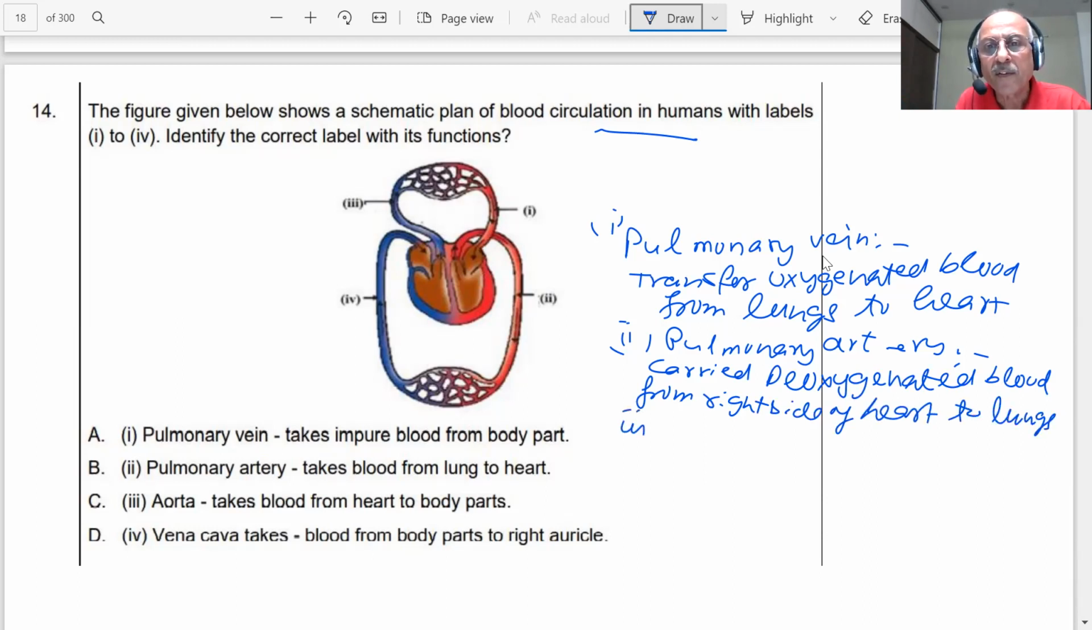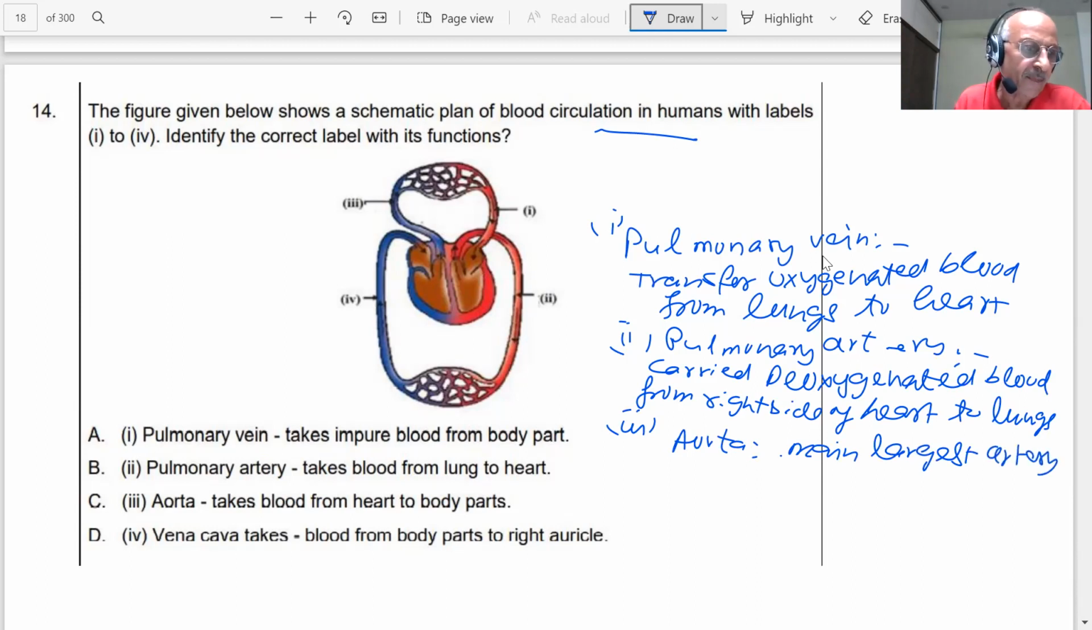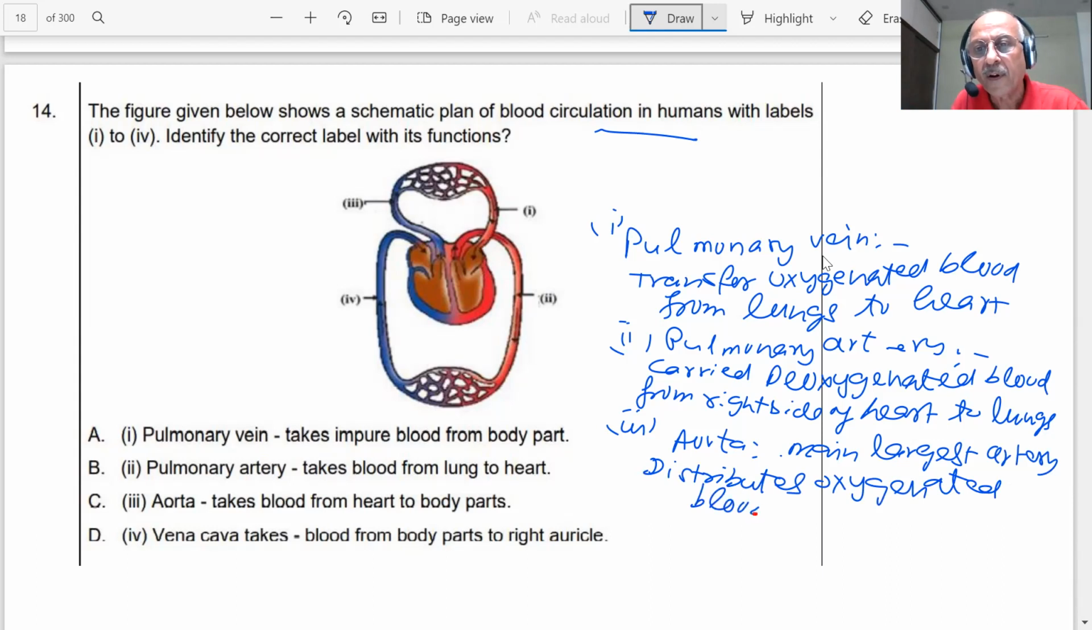And what is the third one, student? Aorta. What is the function of aorta, student? It is our main largest artery. It distributes oxygenated blood to all parts of the body through systemic circulation.